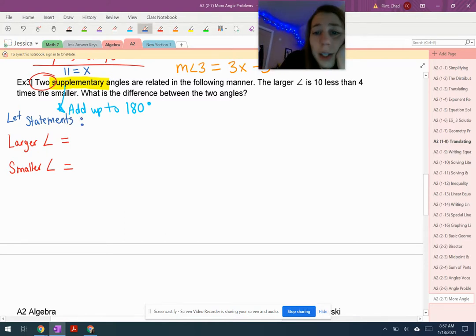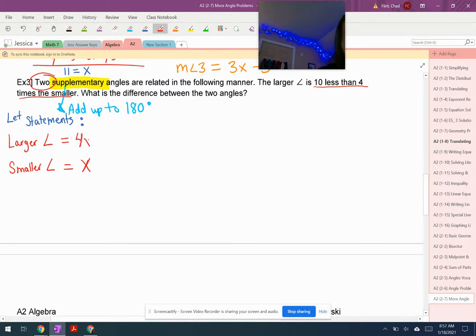All right, so they tell us that the larger is 10 less than 4 times the smaller. So that sentence is talking about the larger one, which means that I don't have any information about the smaller one, which means that the smaller one has to be my plain old x. So now, 10 less than 4 times the smaller: 4 times the smaller, which is x, and then 10 less than that is minus 10 at the end.